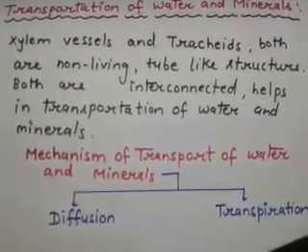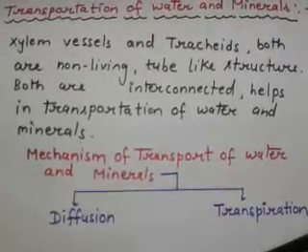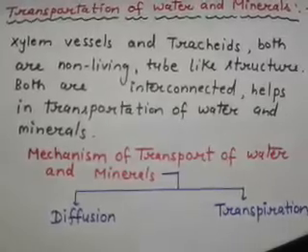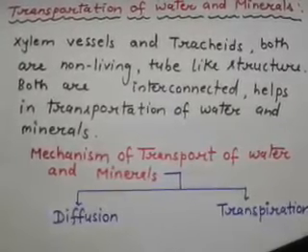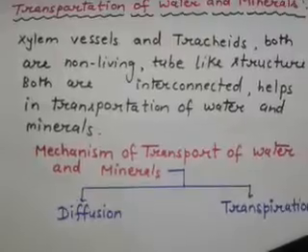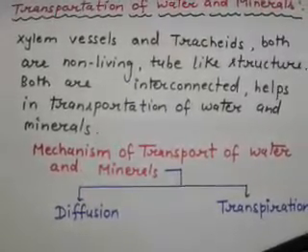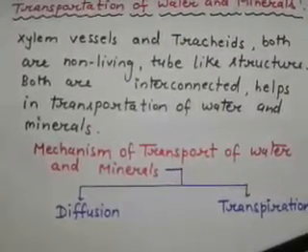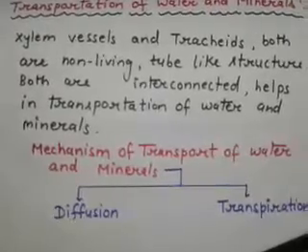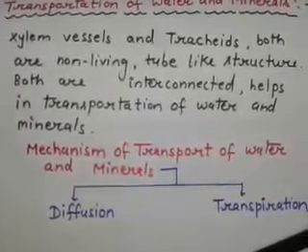Xylem vessels and tracheids both are non-living and tube-like structures. Xylem vessels are long tubes and tracheids are short tubes. Both are interconnected and help in transportation of water and minerals.